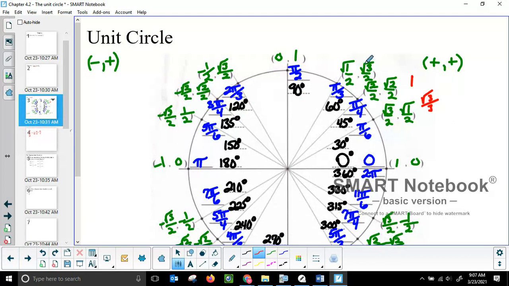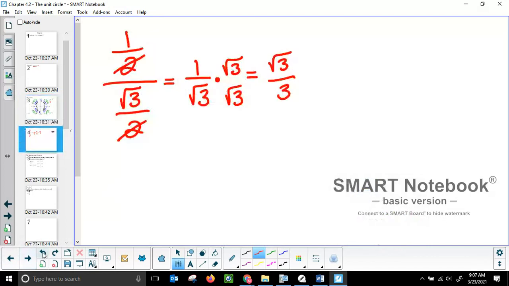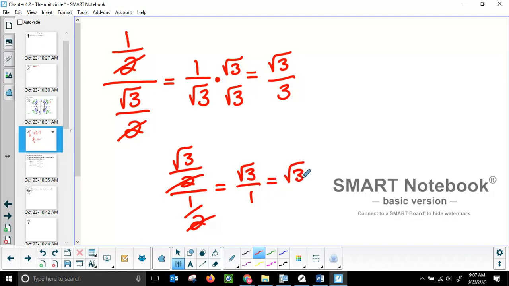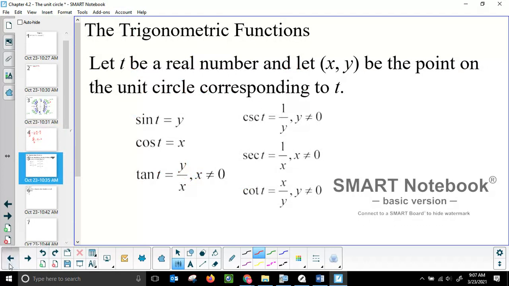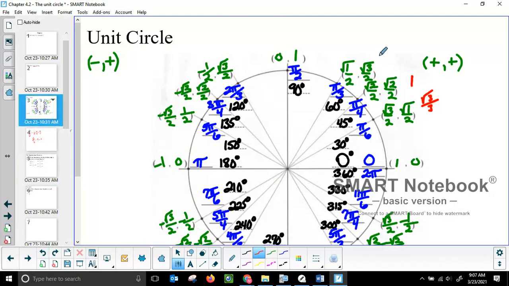Okay, so now we just have this. So now we'll have the square root of 3 over 2 divided by 1/2. Well, again, my 2's cancel. This is just the square root of 3 over 1. Just the square root of 3. Absolutely. So this is the square root of 3.